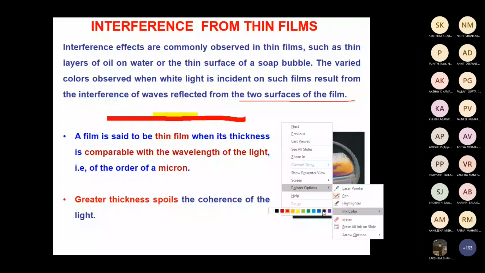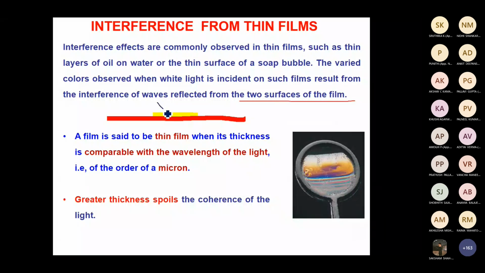So you have two waves. One is getting reflected from the top surface of the film. Another is getting reflected from the bottom surface of the film. This is wave 1 and this is wave 2. The film here is in yellow color.